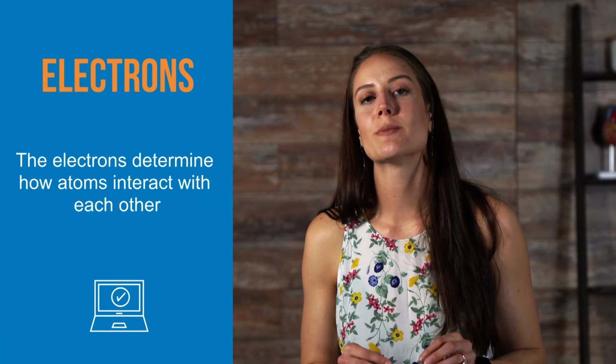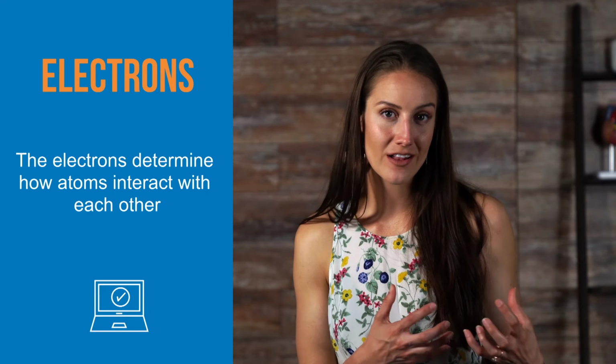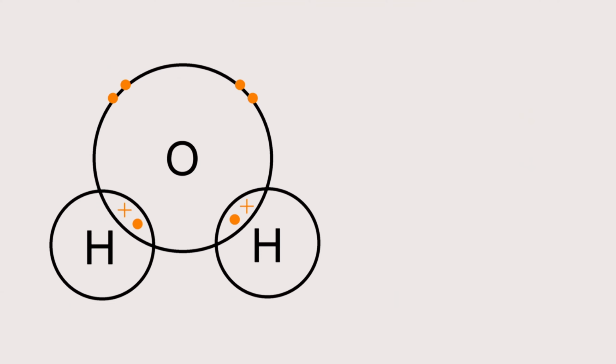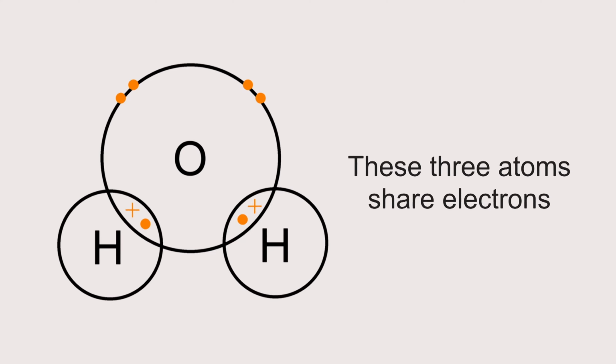The electrons determine how atoms interact with each other. Atoms can share electrons to form molecules, which are particles made up of many atoms. Water is made up of 2 hydrogen atoms and 1 oxygen atom. These 3 atoms share electrons.